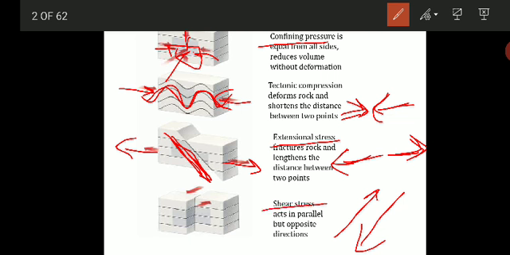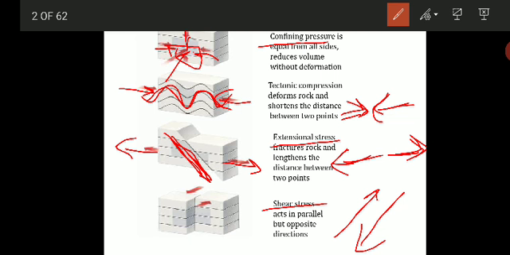Then the last one is shear stress, that acts in parallel but in opposite directions. Shearing deforms the rock by causing one part of the rock mass to slide past another, and as you see in transform faults or transform plate boundaries, there is a movement or sliding of the rocks in opposite directions. So these are the different types of stresses which are acting on the rock.